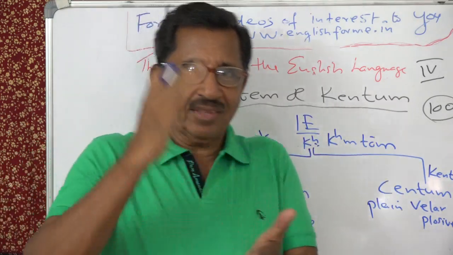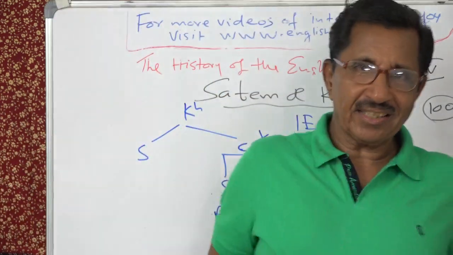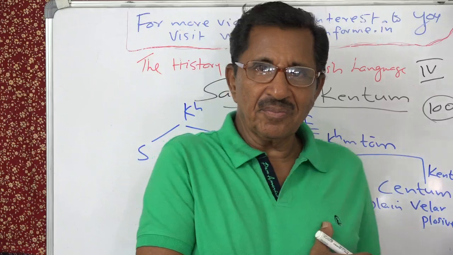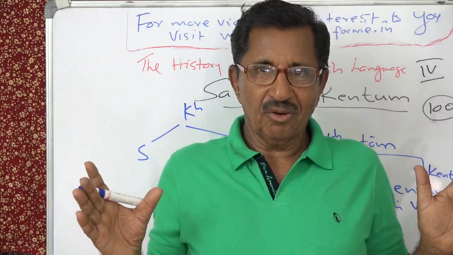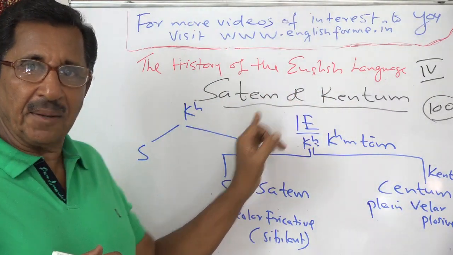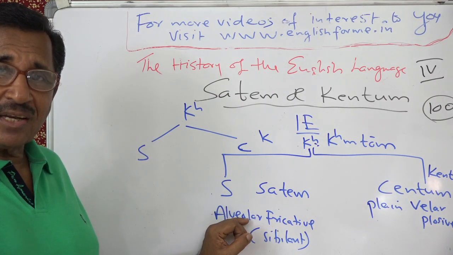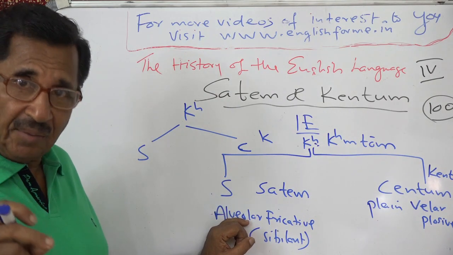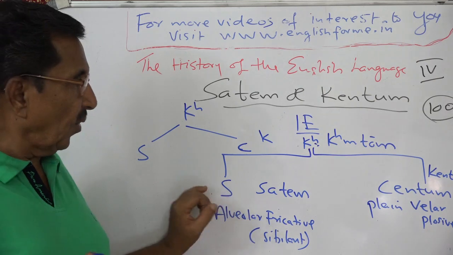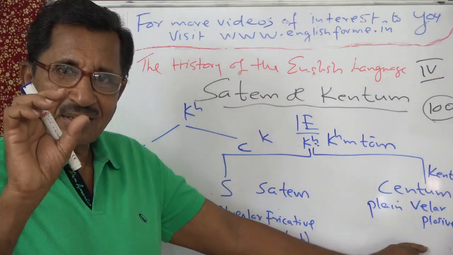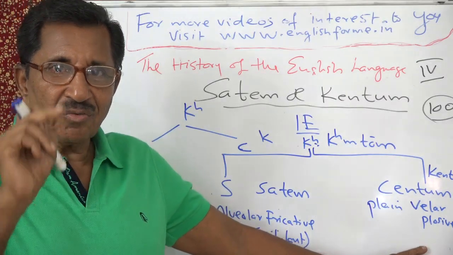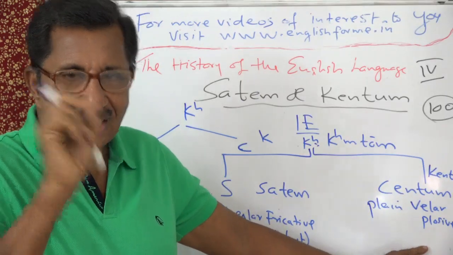So what is the determining factor to call eastern branches Satem and western branches Kentum? Pronunciation. What is this difference in pronunciation? Indo-European guttural sound became alveolar fricative in the eastern. Example, Satem. Because in all the three you will find the meaning is same, but words different. Difference you find only in the initial or the first sound.